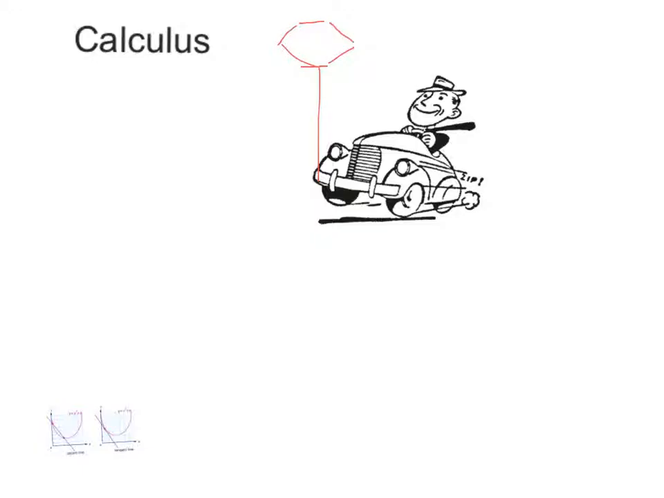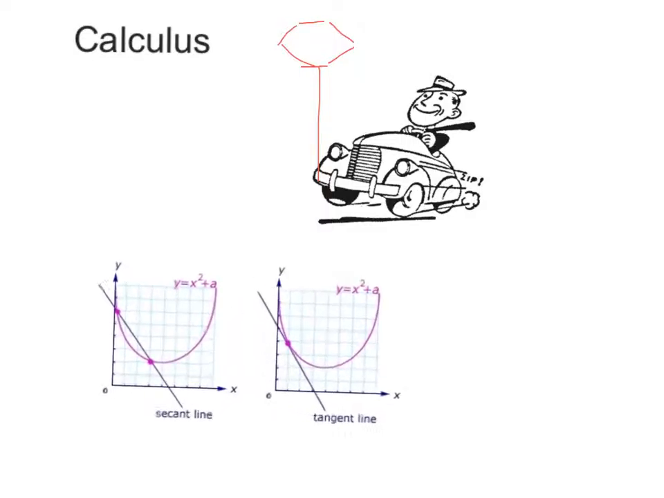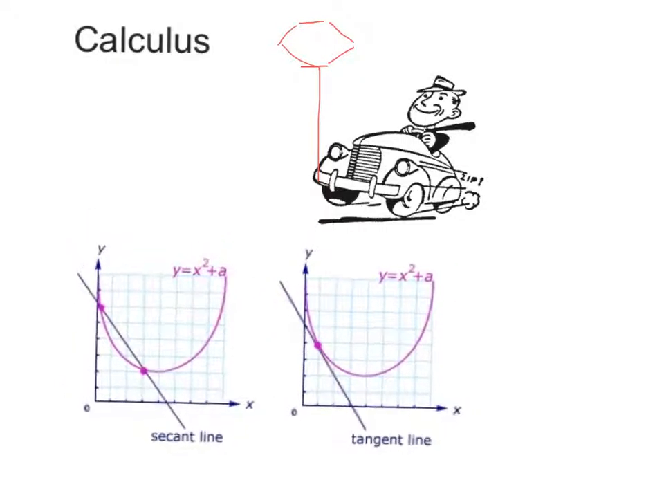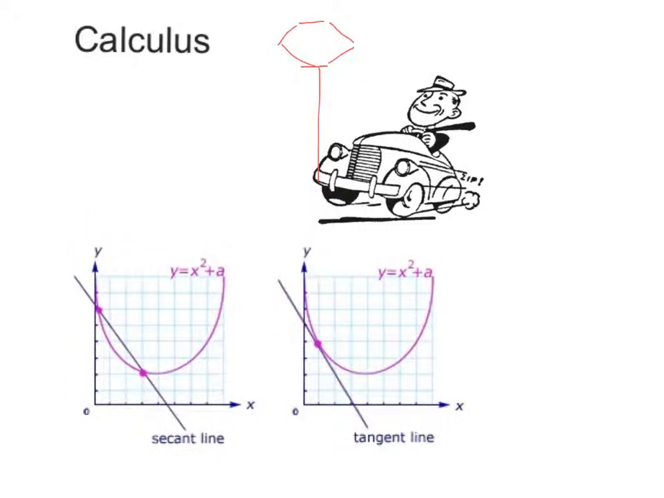The other thing we think about when we're talking about calculus is the slope of a line. In algebra, we would have used formulas such as this to find the secant line. In calculus, we actually use the tangent line to find the slope of the curve in that exact position.